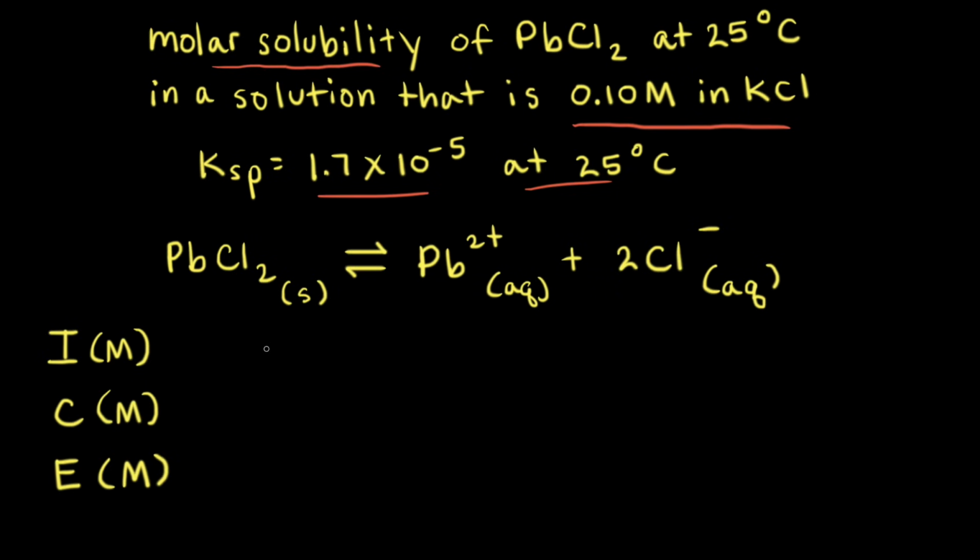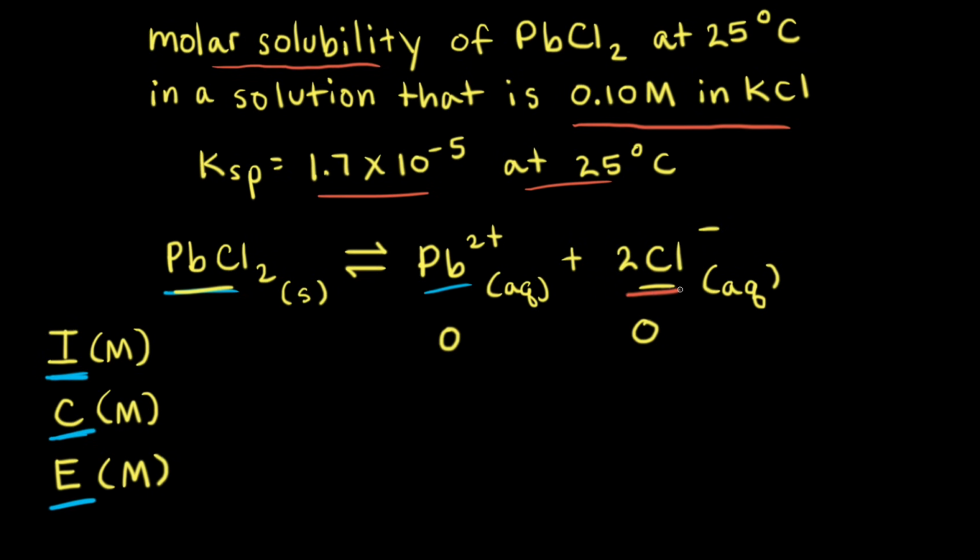To help us calculate the molar solubility, we're going to use an ice table, where I stands for the initial concentration, C is the change in concentration, and E is the equilibrium concentration. First, let's say that none of the lead-2 chloride has dissolved yet, and if that's true, the concentration of lead-2 plus ions would be 0, and the concentration of chloride anions from the lead-2 chloride would also be 0.